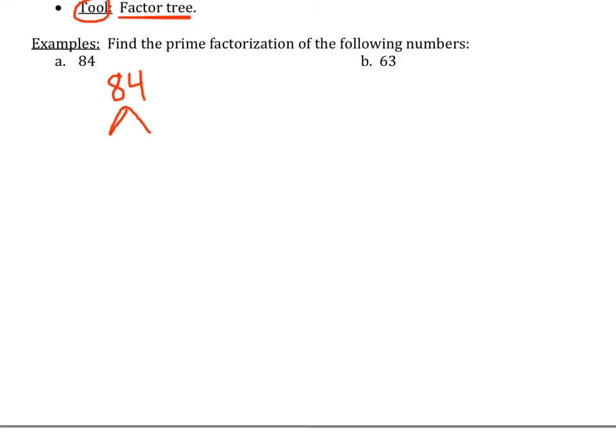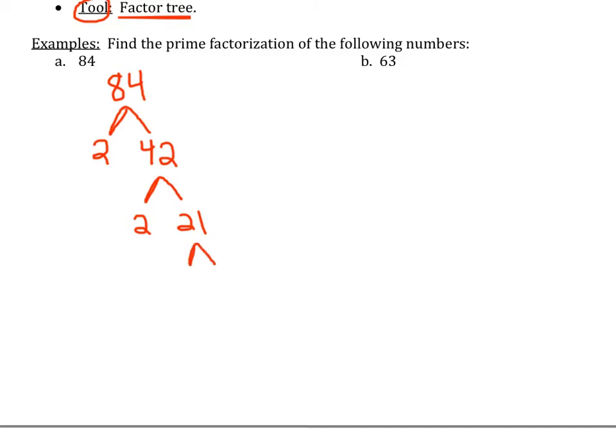Well, my smallest prime number is 2, and since that's an even number, I know 2 goes evenly into 84 42 times. So I get 2 times 42. Note here that 2 is prime. 42 is composite. So the stem of my tree is going to continue under the 42, but it's going to stop under that 2. Now I'll repeat the process with 42. Since 42 is even, I know that 2 goes evenly into it. 2 times 21. Again, 2 is prime, 21 is composite, so I'm going to continue there.